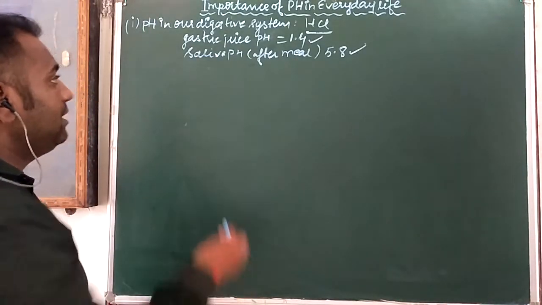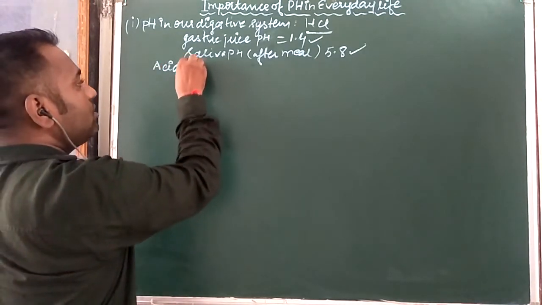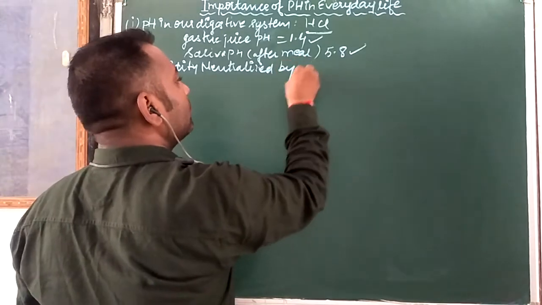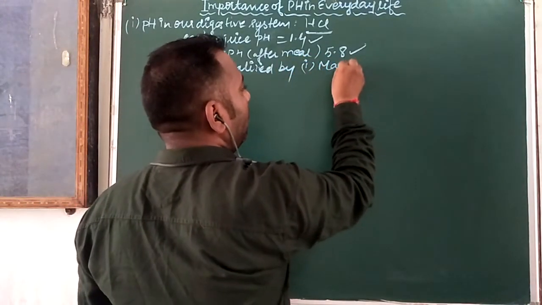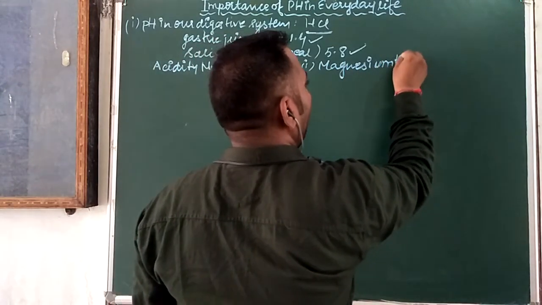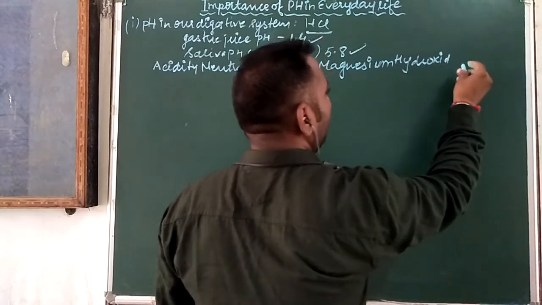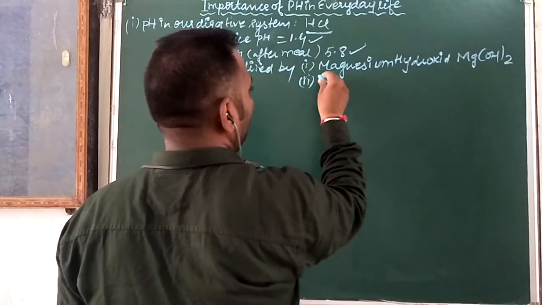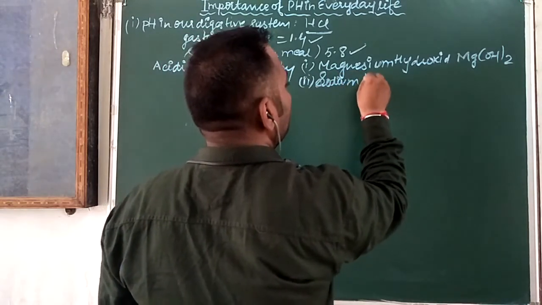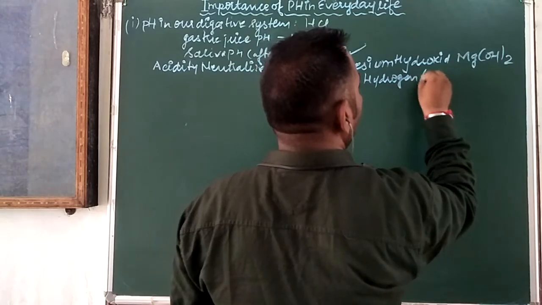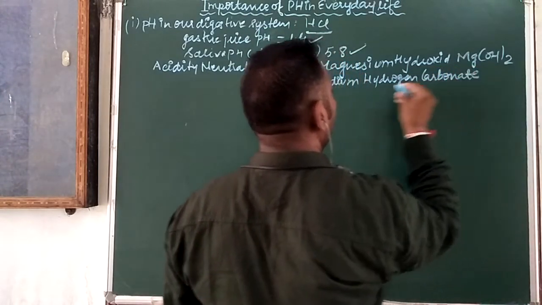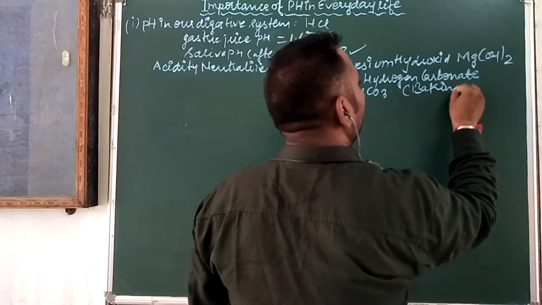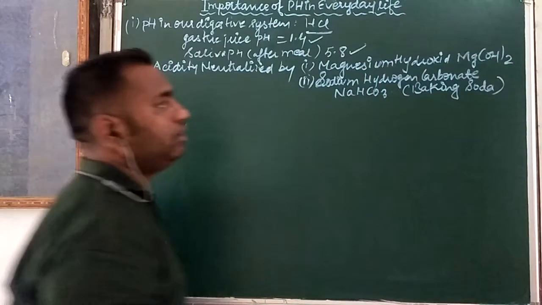How is acidity neutralized? When acid is too much, the acidity is neutralized by, first, magnesium hydroxide, Mg(OH)2, and second, sodium hydrogen carbonate, NaHCO3, that is baking soda. Okay, that is baking soda.